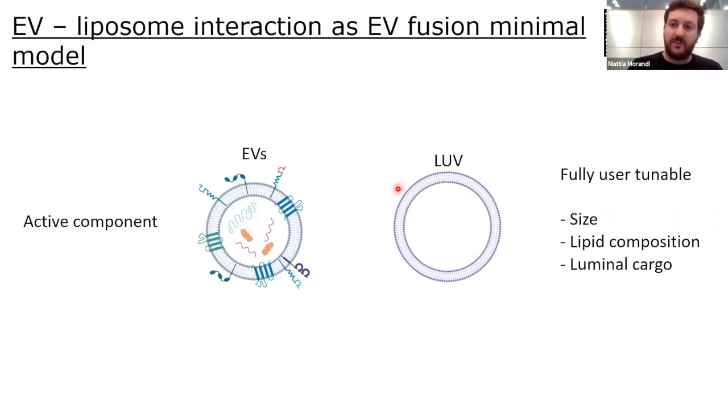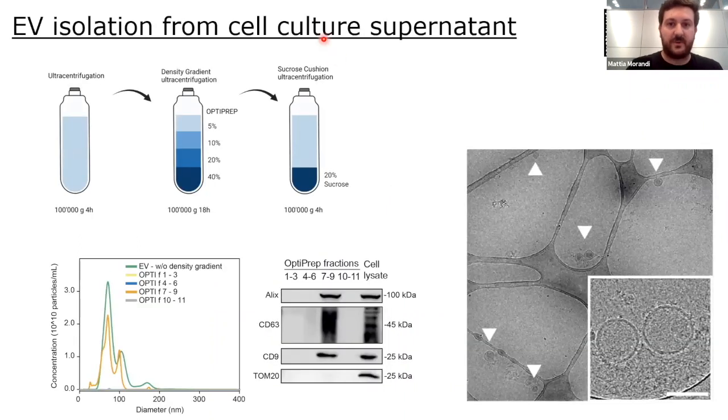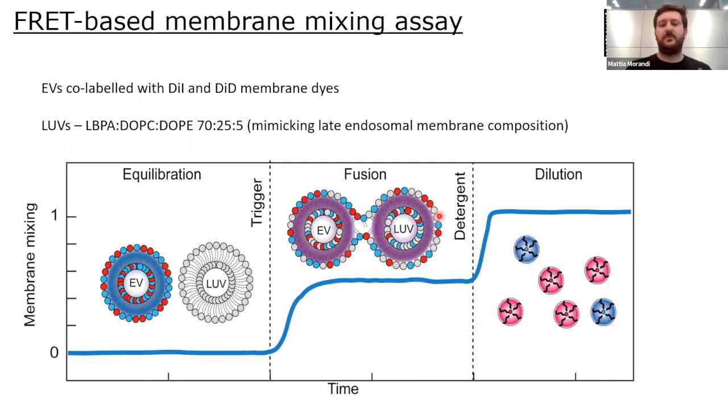So what we do is we isolate EVs from cell culture supernatant, and because we need a really clean and pure sample, we go through three steps. First a round of ultracentrifugation, then a density gradient, and finally a sucrose cushion of the EV-positive density gradient fraction to clean completely. We can confirm it via NanoSight, Western blot, and obviously cryo-EM, where we can confirm the morphology and size. And then we perform what is called a membrane mixing assay, which is based on FRET.